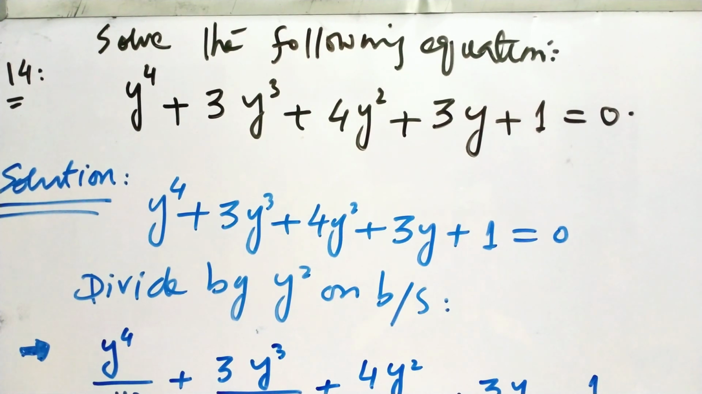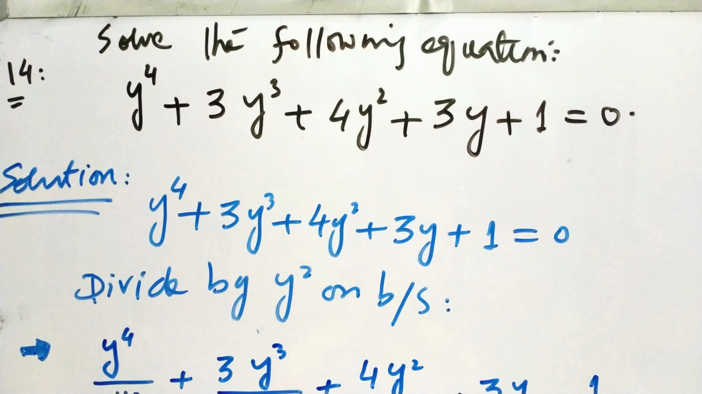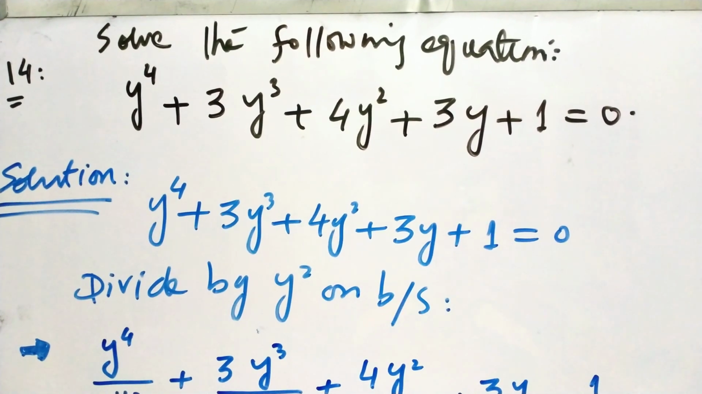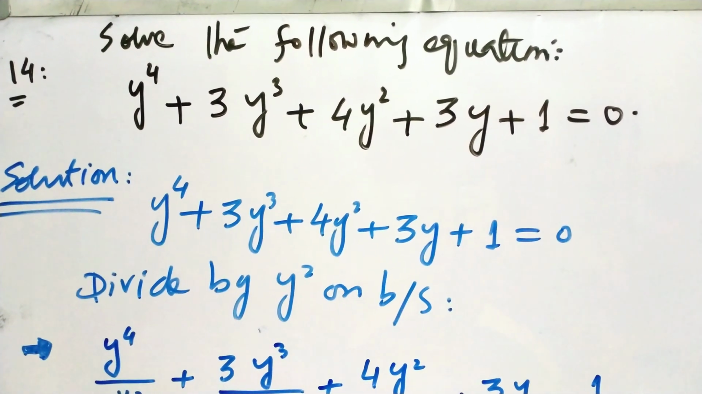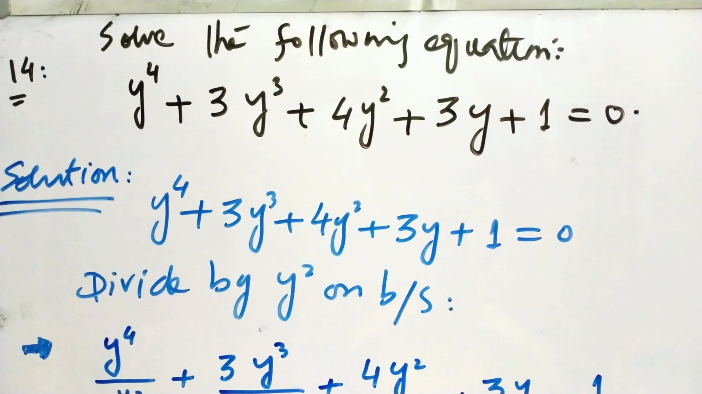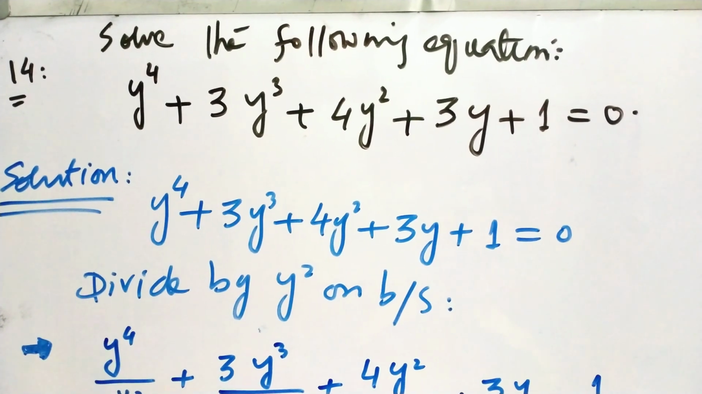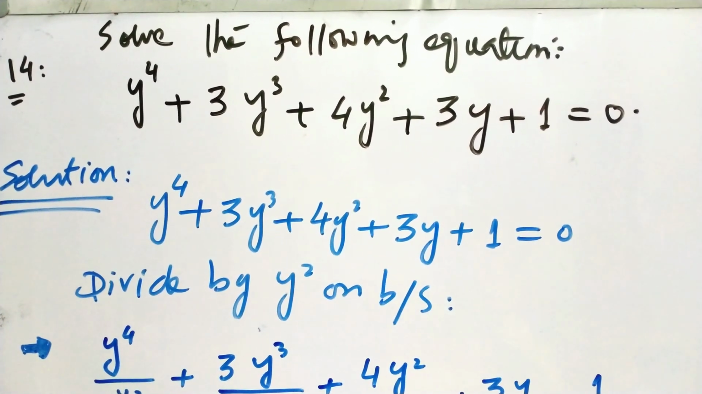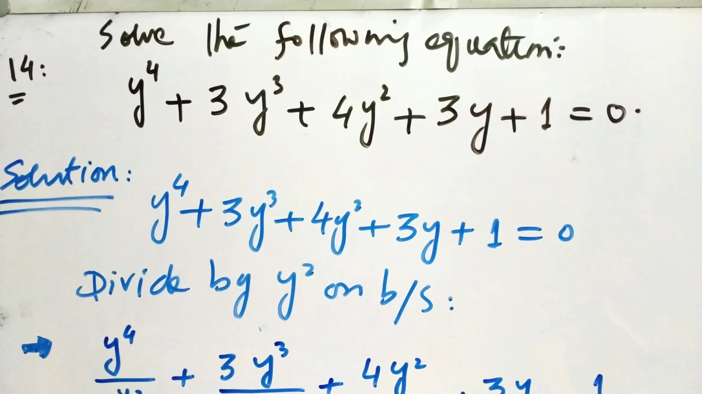Now continuing the quadratic equation, chapter number 3, exercise 3.4. We have question number 14 right now, and the new form of the quadratic equation is y power 4 plus 3y cube plus 4y square plus 3y plus 1 equal to 0. We can reduce this form to the quadratic equation.